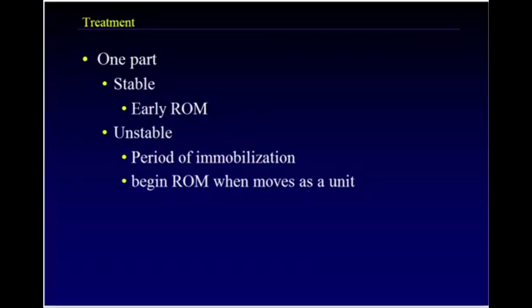For one-part fractures, these are stable. You treat them with early range of motion. If they're unstable, you may consider a brief period of immobilization and begin range of motion when the shoulder moves as a unit. For anatomic neck fractures, not through the surgical neck, but through the anatomic neck, these are quite rare. If you see them in young patients, they should be treated with open reduction and internal fixation. In elderly patients, you can consider ORIF, or you may also consider hemiarthroplasty. If they're comminuted, then hemiarthroplasty would be the treatment of choice.